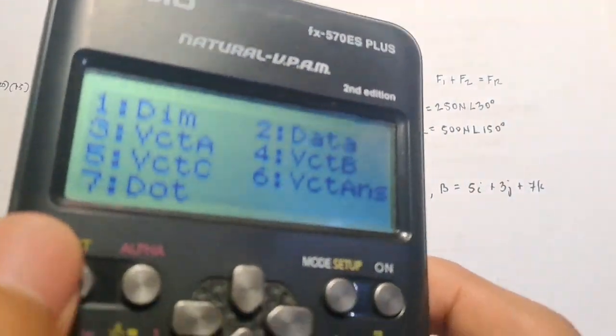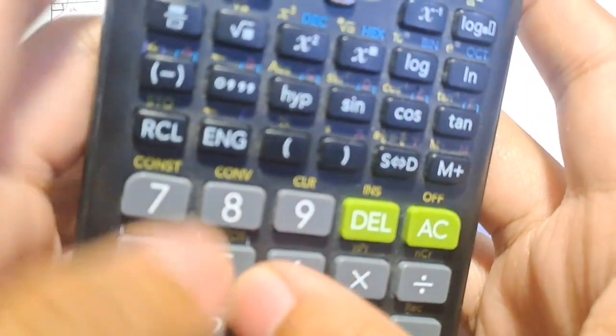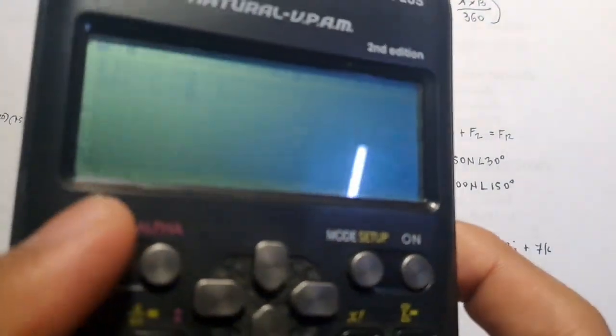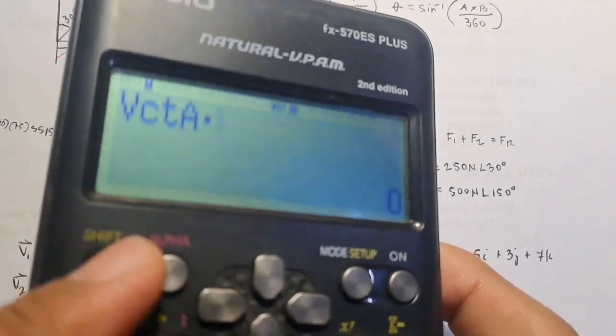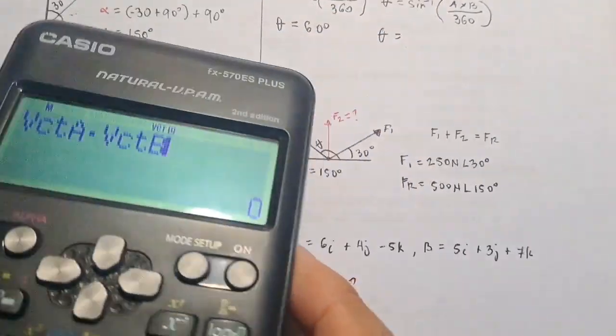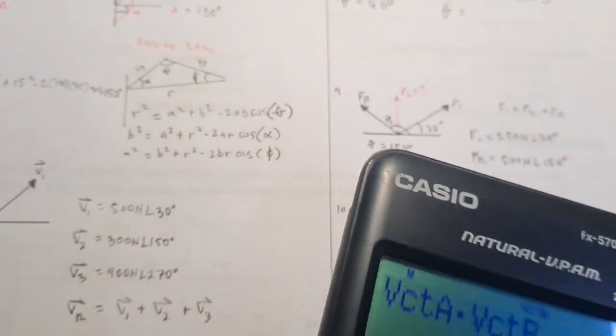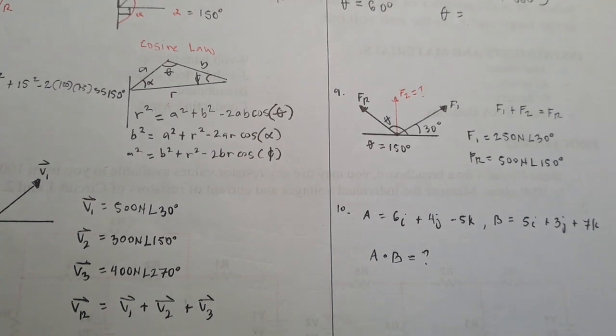So shift 5 for vector, shift 5 and 3, shift 5 and 7 for that, yielding us 7. Nasa 7. Yes, 7 is in the choices.